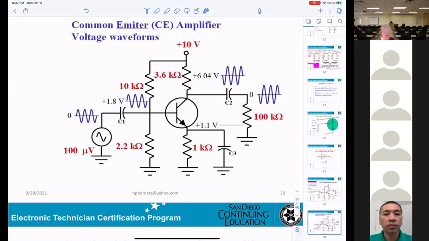Now you apply 100 microvolt sine wave. The sine wave here will go to the base. So at the base, you get two signals. One will be 1.8 volt DC, and the other will be a sine wave, and they will be displayed on the oscilloscope. It looks like 1.8 volt here, and this is your sine wave.